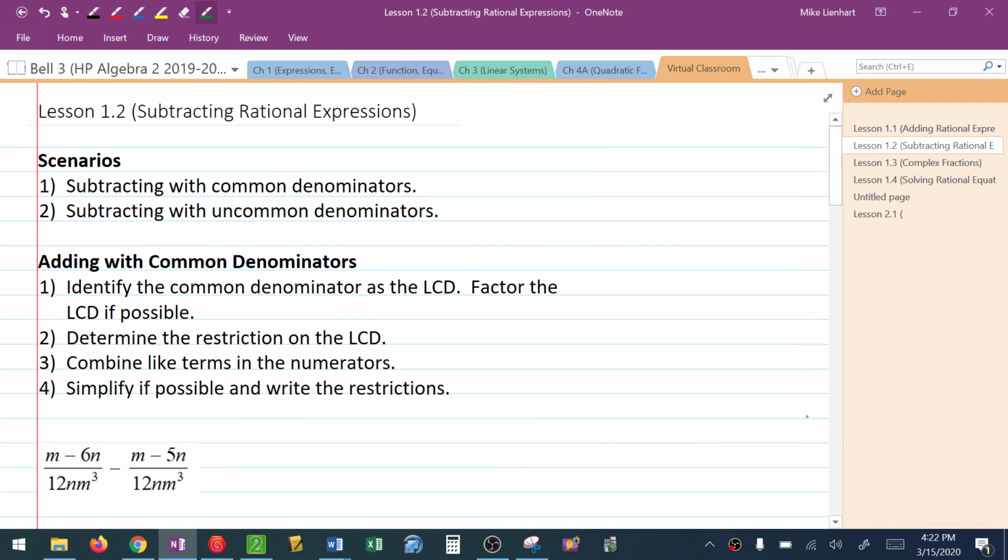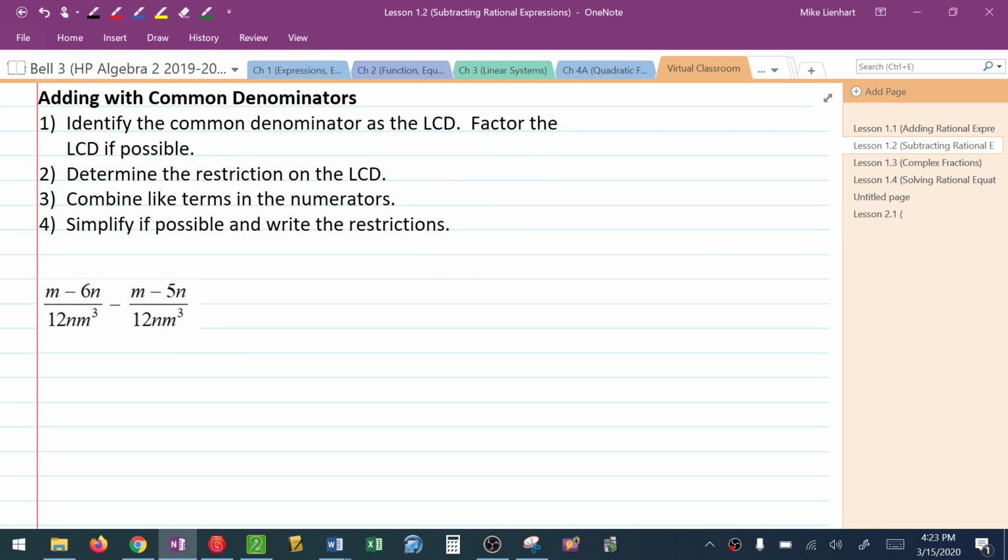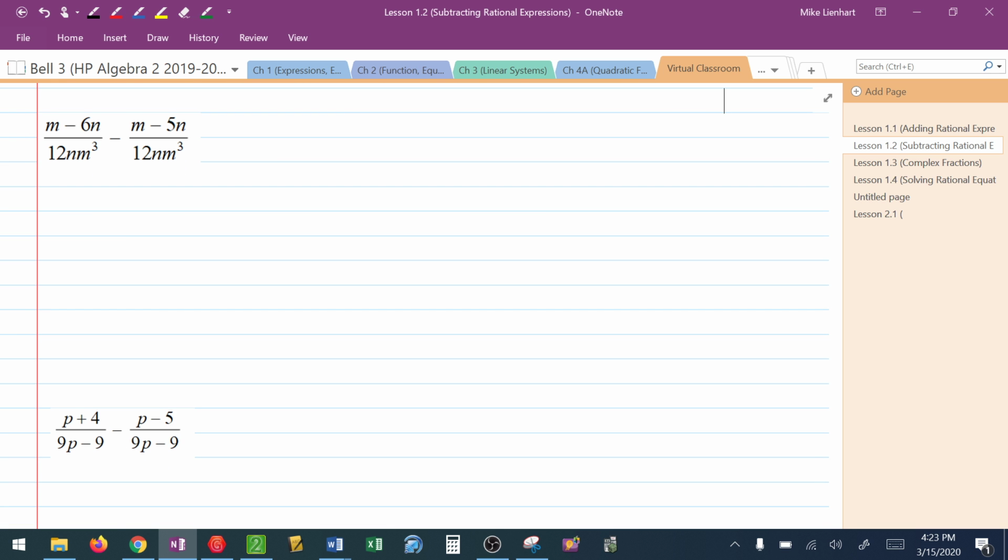This video involves subtracting rational expressions. Now, if you followed what you were doing with adding rational expressions, the idea of subtracting rational expressions, everything's exactly the same. The only thing that you have to be very careful of is remember that you are subtracting the numerator of the second fraction now. All right, so let's jump right into examples here.